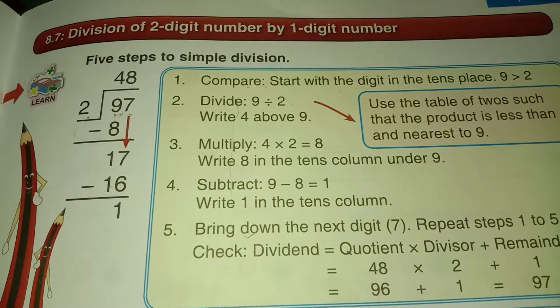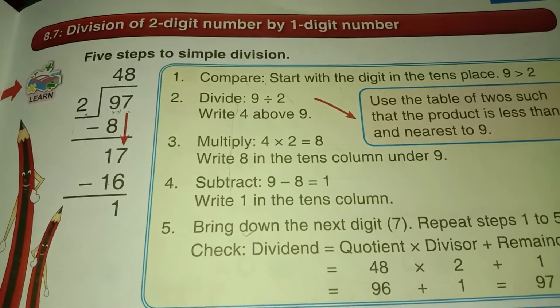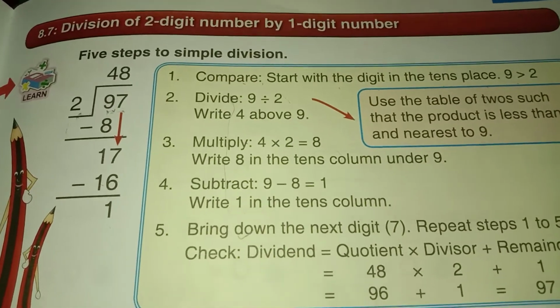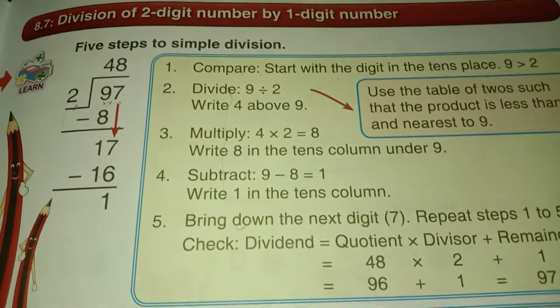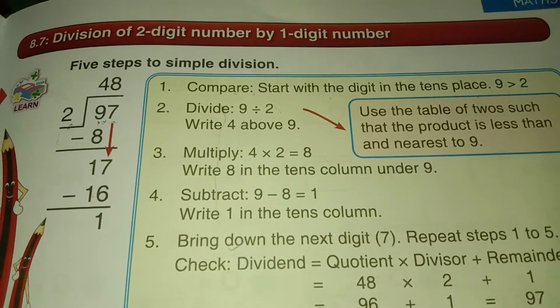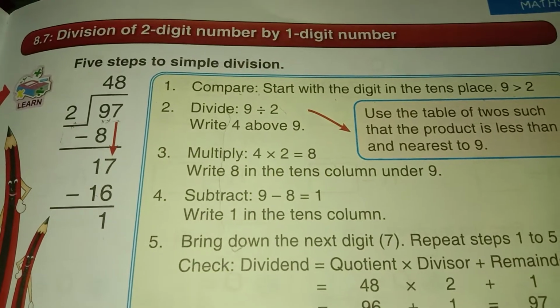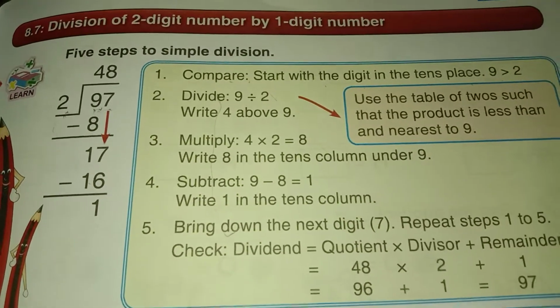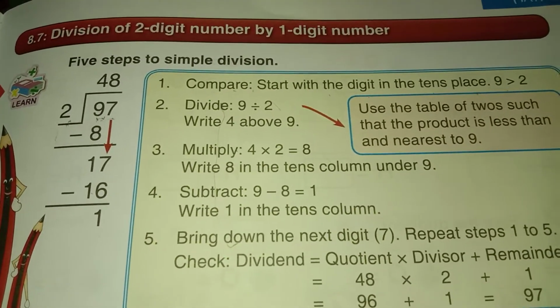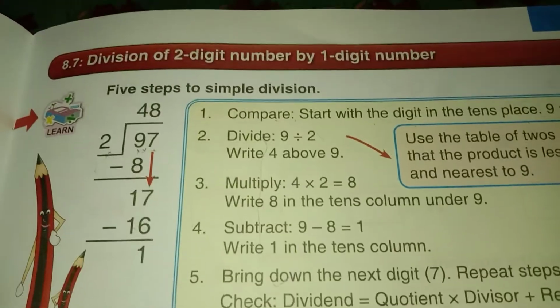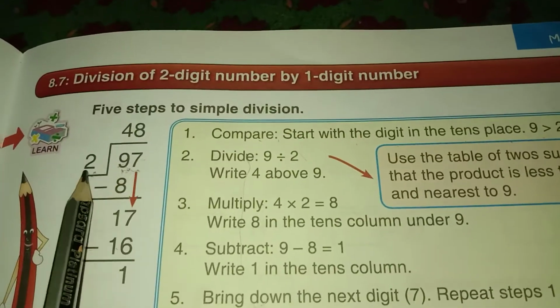In last class we learned about exact division. In today's class we will start with the division of a two-digit number by a one-digit number. In your textbook on page number 79, they give 5 steps for simple division. Let us start the class with that example. See here, they gave 97 divided by 2.